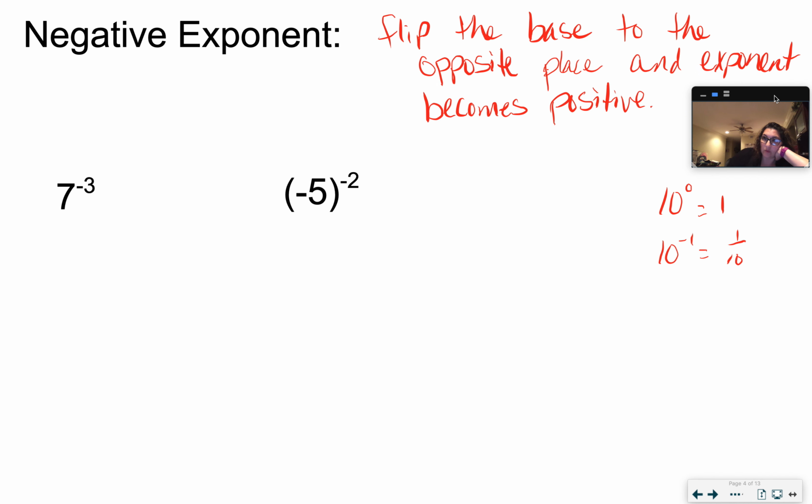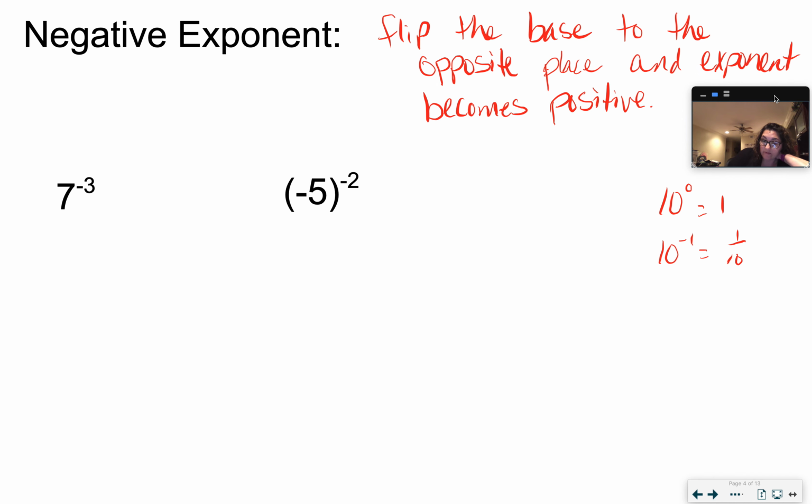So you're going to flip the base, and I put on there to the opposite place, okay? Because if your base is in the denominator and it's negative, then I'm going to flip it to the numerator. If it was in the numerator and it's negative, then I'm going to flip it to the denominator. So I'll do an example of that for both of these, okay? So this first one I have 7 to the negative third power, okay?